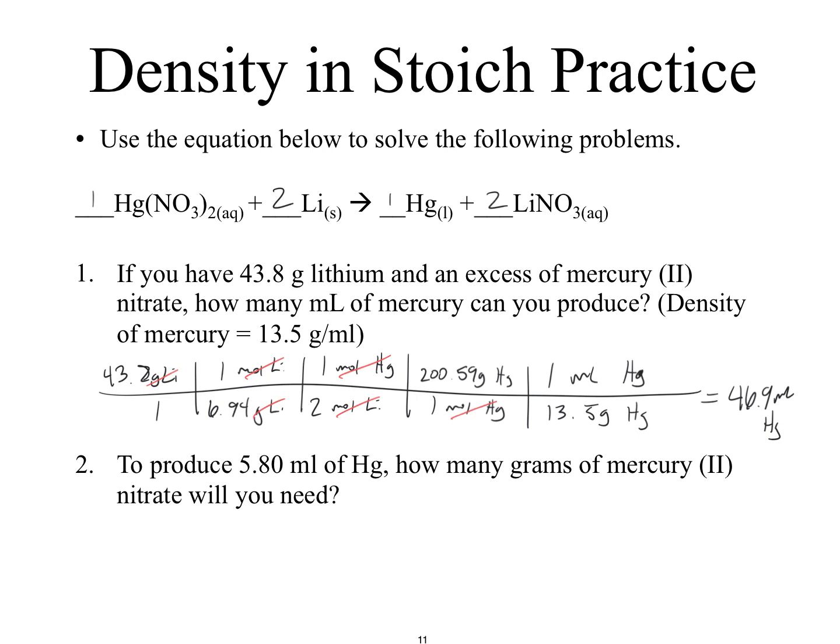Now I'm going to leave this last one for you to try as an example in your notes, and work it out. This time you want to start with the milliliters of mercury, so you want to use the density in the first step. And then you're solving for grams of mercury 2 nitrate. You're going to need to figure out the molar mass of the mercury 2 nitrate, and once you do that, that'll be helpful in solving this problem.